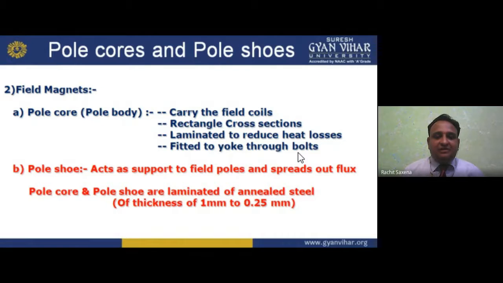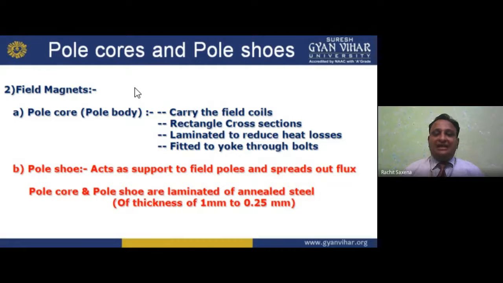And if MMF is there, then flux is there. Then density is there and intensity is there. So we want a magnet. Here, these are the field magnets. The pole core is basically the pole body. Because if I want to wind something, that is the core. So that is the pole core and body, and it is made up of ferromagnetic material.